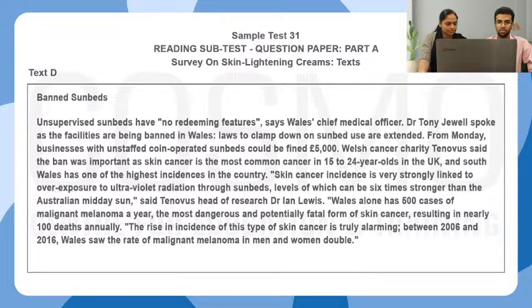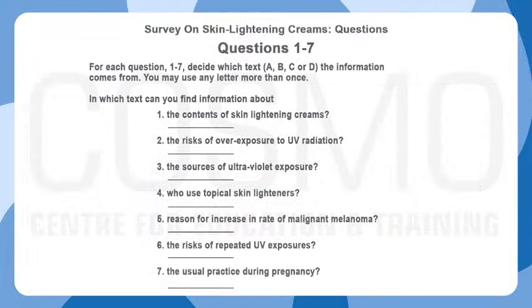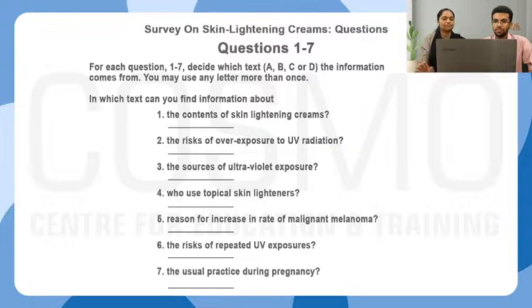So let's begin with questions 1 to 7, that is matching questions. As I said earlier, questions 1 to 7 are matching questions. There you have to find the information in the question. You have to find out in which text you can find this information.